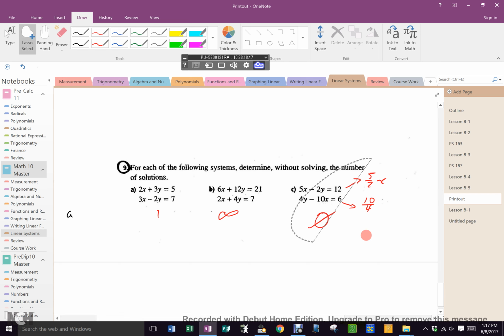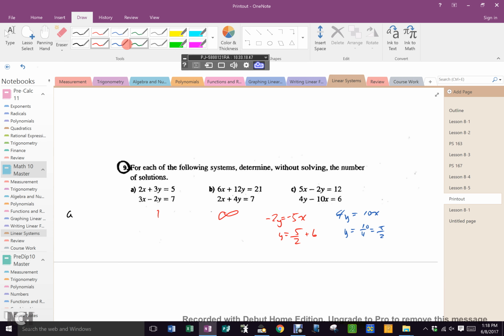Did I screw up? I might have. Let's check. Before we go, we got a couple of seconds. This guy is going to be negative 2y equals negative 5x. Y equals 5 halves, right? This guy is negative 4y equals 10x, 10 over 4, 5 halves. We still okay? Then, of course, this guy would have been divided by 2, so it would have been plus 6, and this guy would have been divided by 4, so it would have been 1.5. So they're different. I think I made them both negative or something, but the point was the slopes were the same, right?